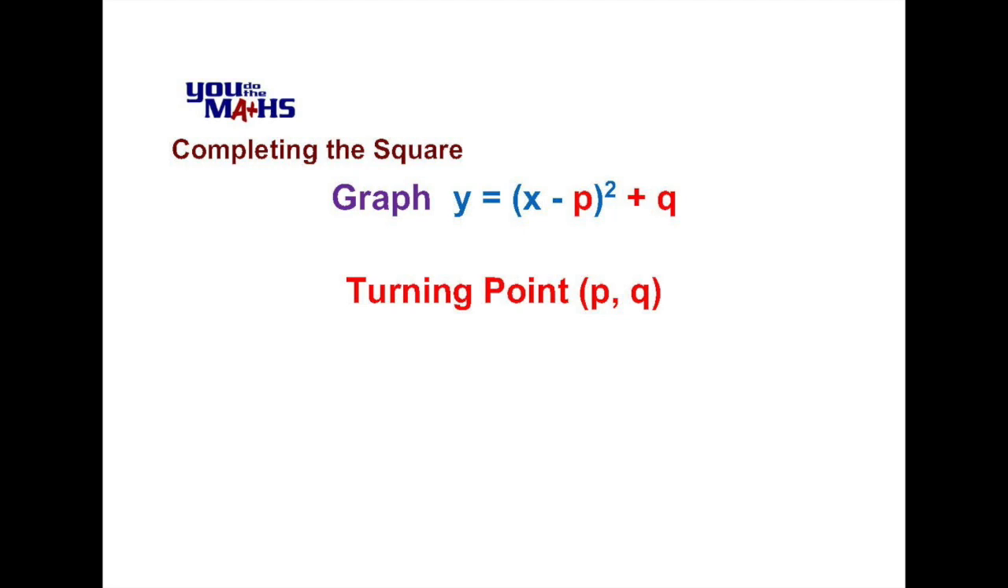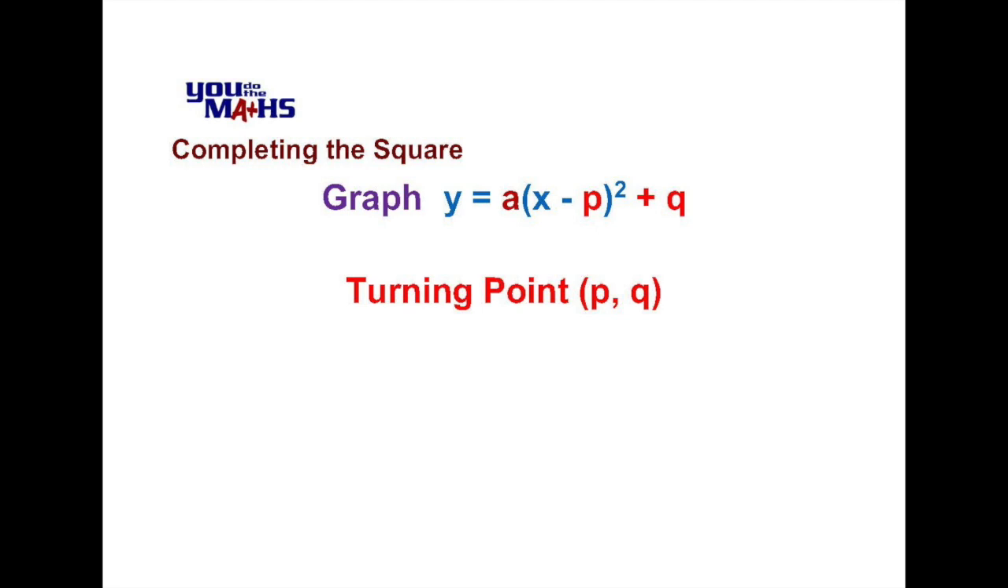In fact, a more general form for completing the square is y equals a(x - p) all squared plus q. And that, of course, covers the instances where the coefficient of x squared is not equal to 1. Nonetheless, in that form, the turning point is still the point (p, q).